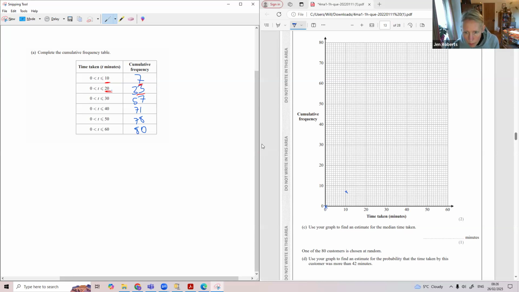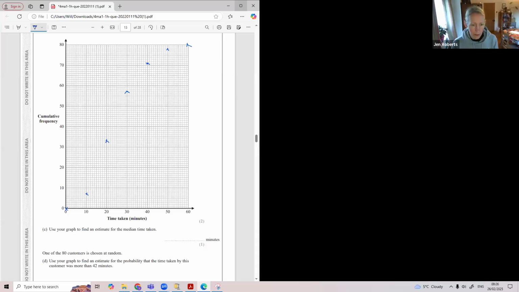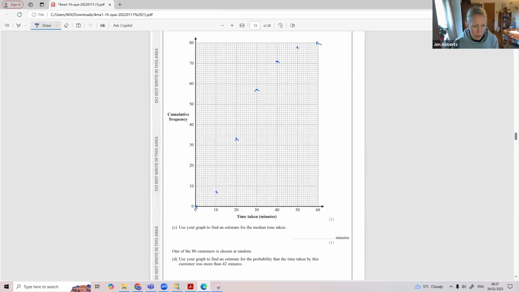The scale's pretty straightforward. Nothing to worry about there. 30 to 57. 40 to 71. 50 to 78. And 60 to 80. Right, it's up to you. If you draw it up with a curve or a straight line, either's fine. I'm going to go for a curve because I don't have a ruler function on this.